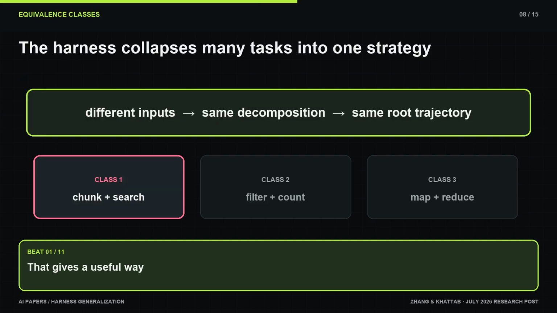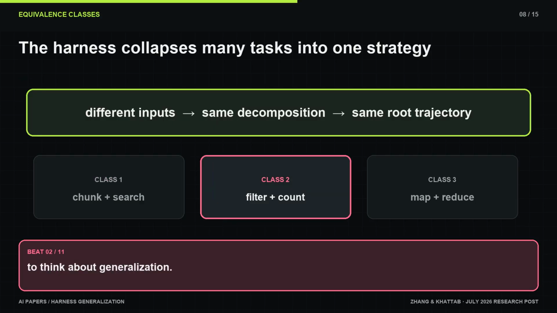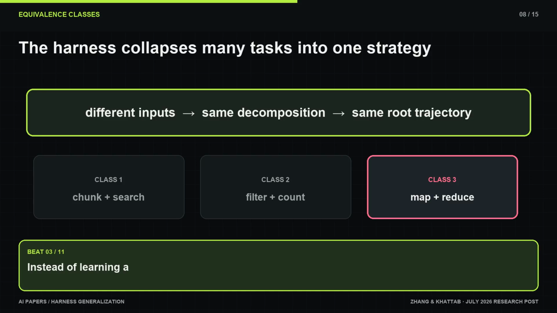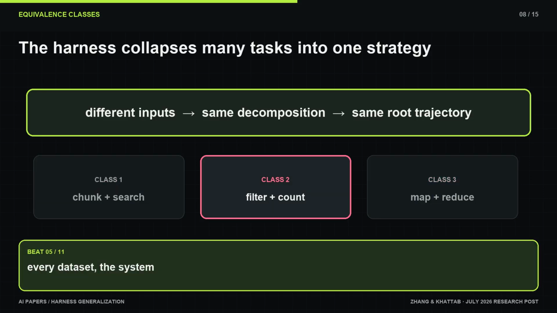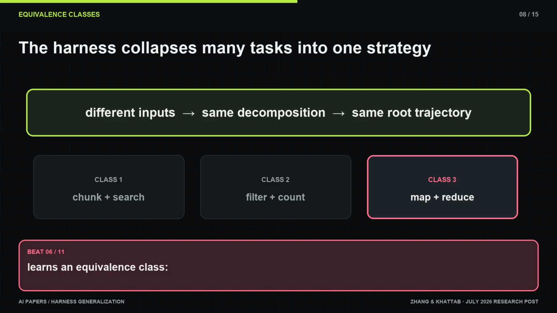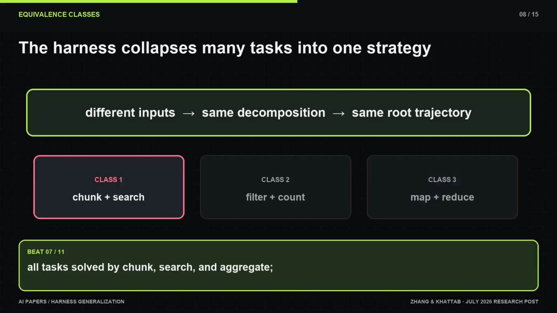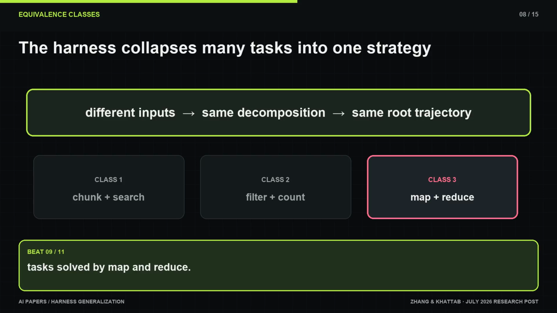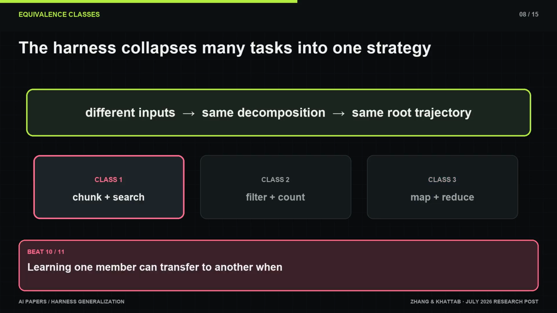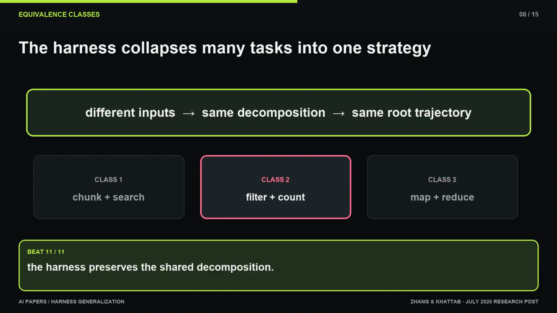That gives a useful way to think about generalization. Instead of learning a separate long trajectory for every dataset, the system learns an equivalence class. All tasks solved by chunk, search, and aggregate. All tasks solved by filter and count. All tasks solved by map and reduce. Learning one member can transfer to another when the harness preserves the shared decomposition.